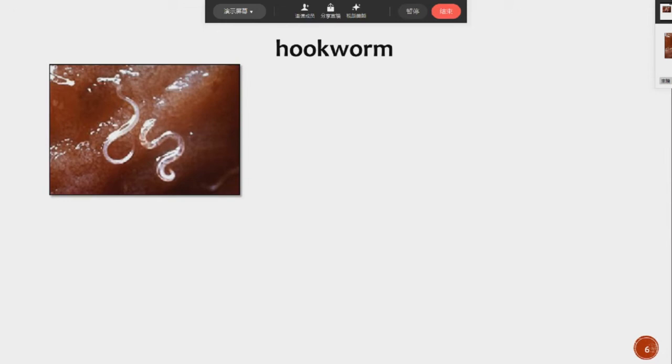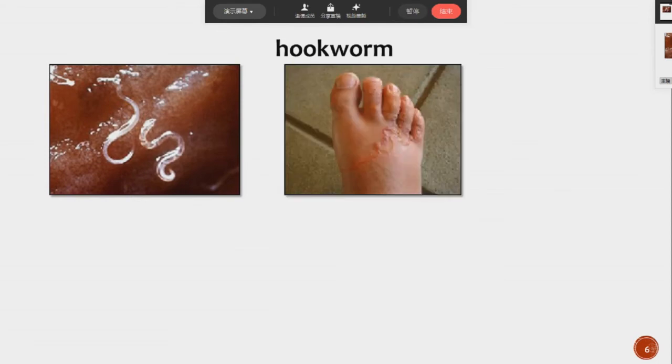But look at the next picture. Which part of our body? Foot, yes? They are living in the small intestine. Why do I show you the foot? They infect through our skin, maybe through the foot, maybe through our hand. If we touch the larval stage, they penetrate our skin and migrate in our body. This is the initial infection, so you can find edema at the infected site.